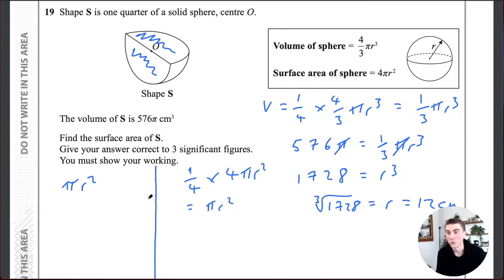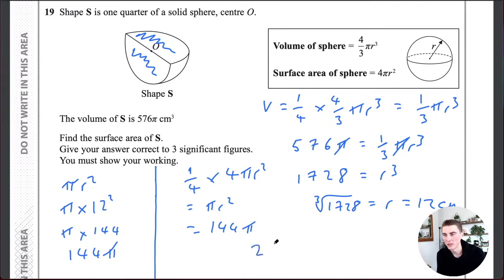So if we actually do that, I do pi times my radius squared. Remember, I know the radius is 12. So pi times 12 squared, which is pi times 144, or just 144 pi. And because it's the same, it must also be 144 pi. And so in total, the area of this and this added together, I just add these two together, 144 add 144 is 288 pi.